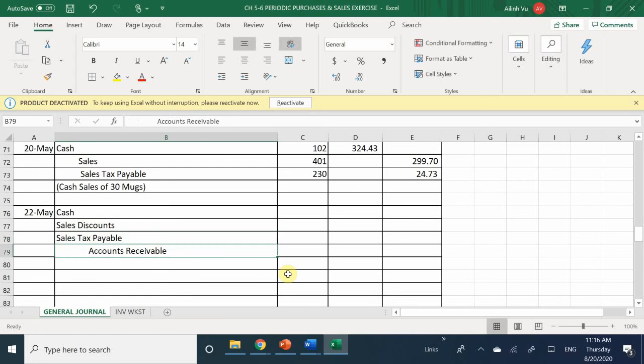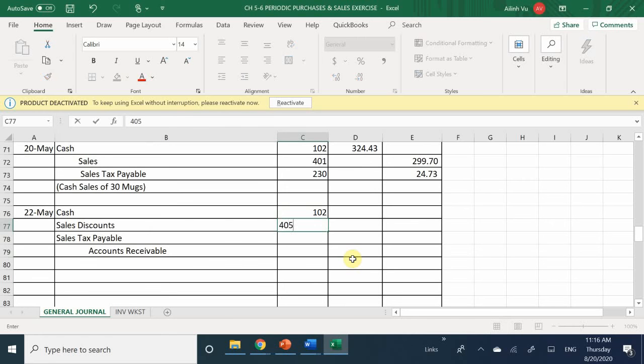Okay. So here, my cash account is 102. What is my sales discount account? 405. My sales tax payable is 230, and my accounts receivable is 103. So we know that at least in grand total he owes us $324.42. Is that correct?